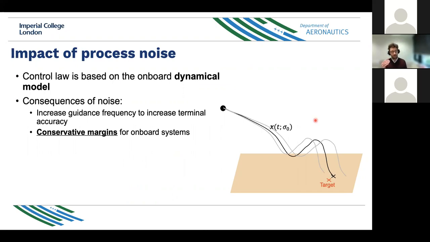Now, if our uncertainty on the atmosphere, essentially our process noise, increases past a certain level, what we can do to deal with this is to increase the frequency at which we compute the solutions, so the guidance frequency, to increase the terminal accuracy. However, we can't really do this unlimitedly, because onboard computing power is limited, and by increasing the frequency, we're placing harder requirements on the onboard computers and actuators, which makes this approach not robust or economical.